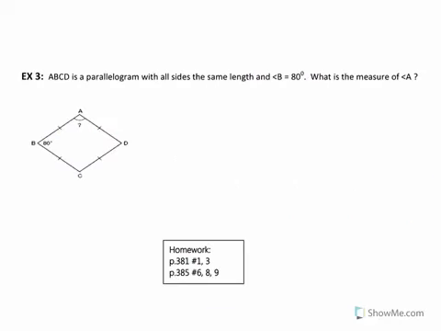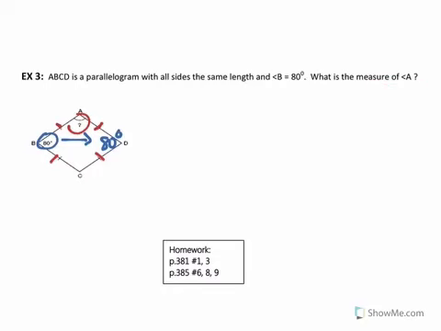Now here's our last question. This one's a little bit more tricky. Example number 3, ABCD is a parallelogram with all sides the same. So they're telling you that all the sides are the same, and angle B is 80 degrees. They told you that this one is 80 degrees. And because all the sides are the same, that means this one is also 80 degrees. And that means this one isn't necessarily 80. They want to know what that is. What is the measure of A?